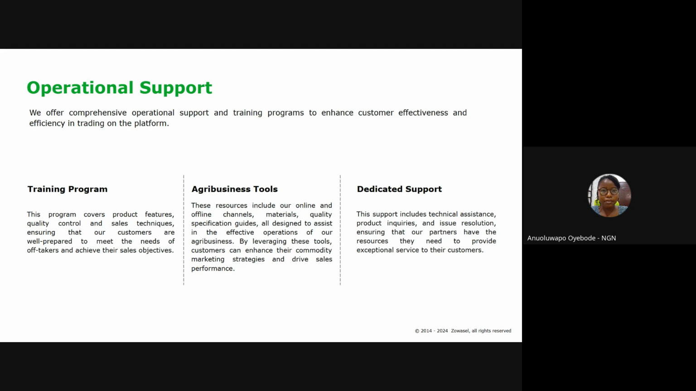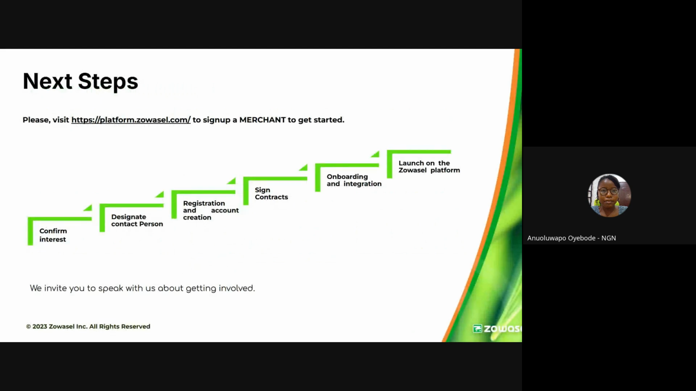We organize webinars, we organize trainings to help agribusinesses understand what we do and to understand the importance of quality specification as we are talking about it today. And then we also have agribusiness tools that we use to track activities across the field. Then for support, our customer success team is always available to attend to any inquiries or any questions that you might have for us. So what are the next steps?